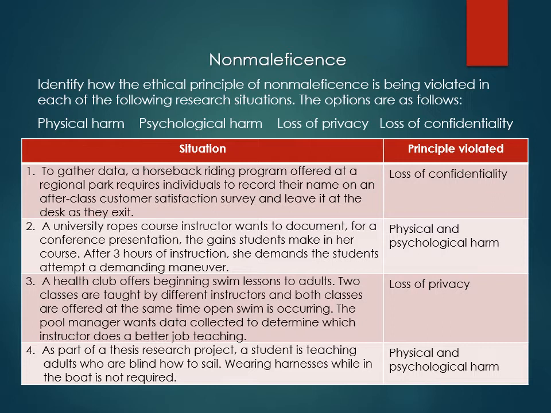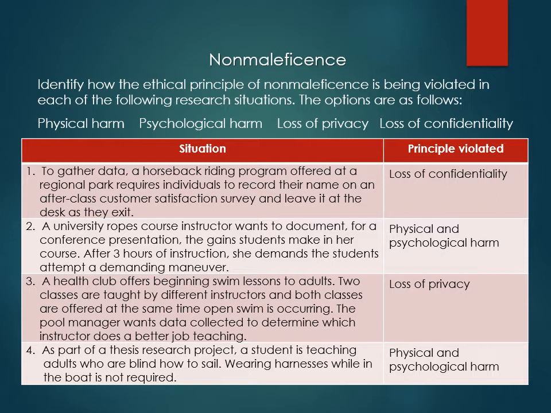Number 2, the university ropes course instructor wants to document for a conference presentation the gains students make in their course. So this seems like a legit research study, right? After 3 hours of instruction, she demands the students attempt a demanding maneuver. So what we're looking at here is physical and psychological harm. So two things going on. Number 1 is that there's already been 3 hours of instruction, and then we're looking at a demanding maneuver. So there's physical and psychological harm.